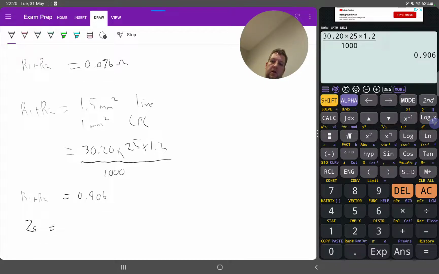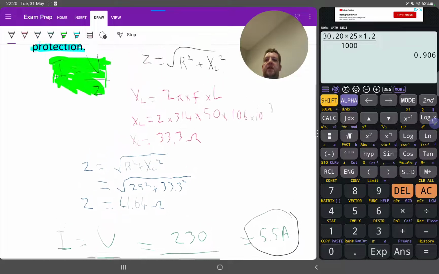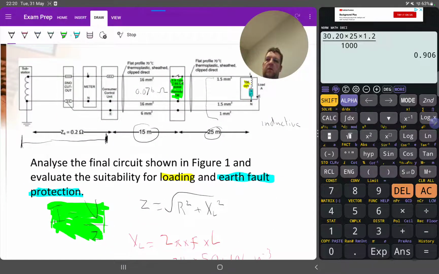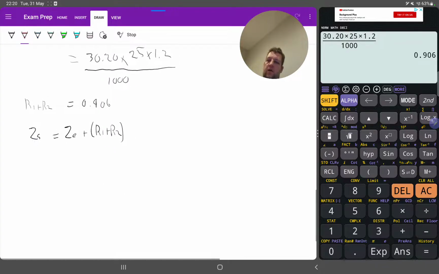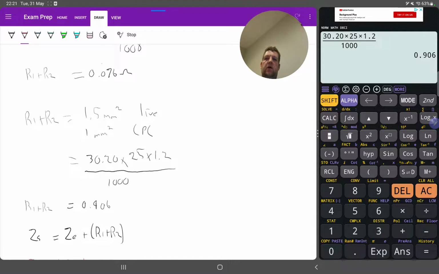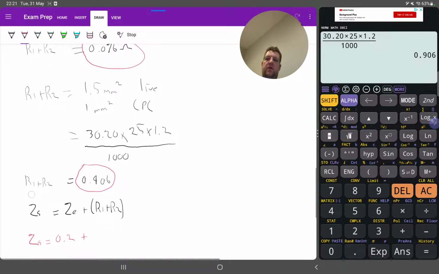So ZS equals ZE plus R1 and R2. So we need ZE. So ZE is given in the question at the beginning as 0.2. So 0.2 is my ZE. Okay, I'm going to jump on a different colour pen so it's easier to follow. So ZS equals 0.2 plus my R1, R2. I actually have two R1, R2 values here now. I've got 0.076 and 0.906. So we'll add them both in as well.